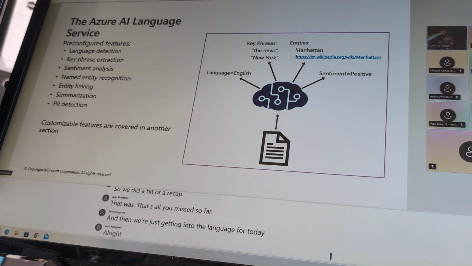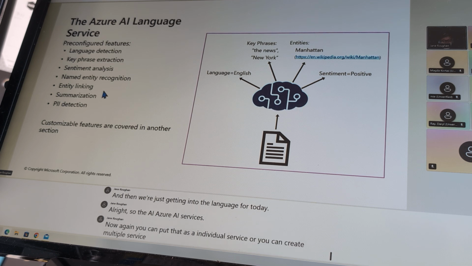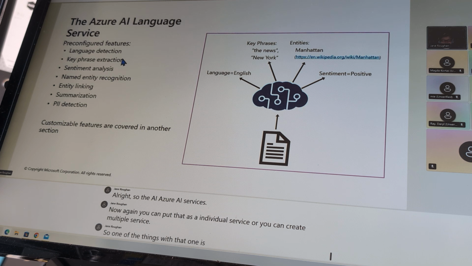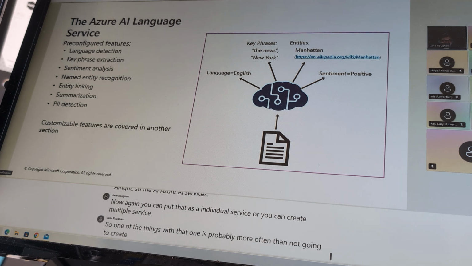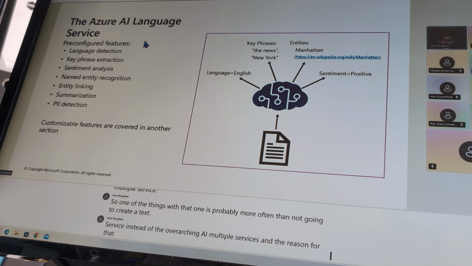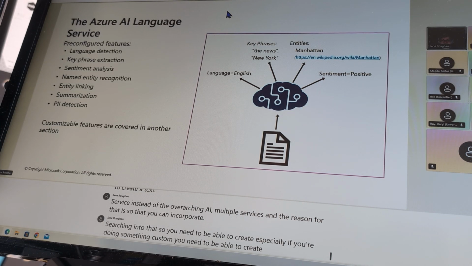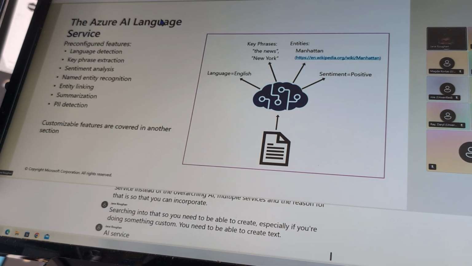All right. So the Azure AI services. Now, again, you can put that as an individual service, or you can create a multiple service. One of the things with that one is probably more often than not you're going to create a text service instead of the overarching AI multiple services. The reason for that is so that you can incorporate searching into that. You need to be able to create, especially if you're doing something custom, a text AI service. And this is some of the things it can do.